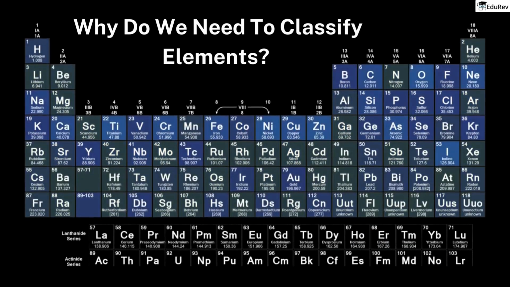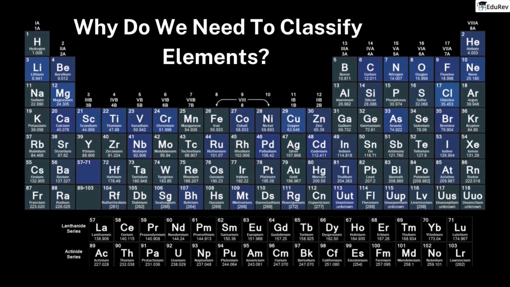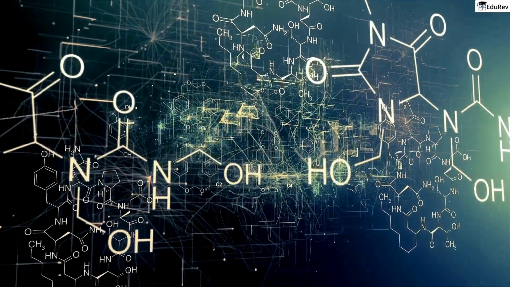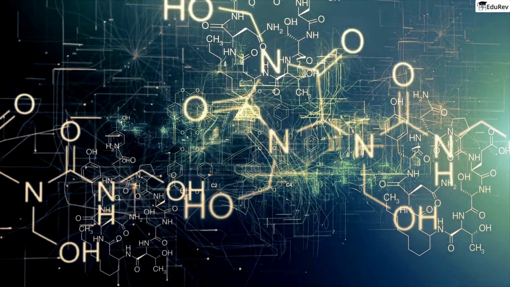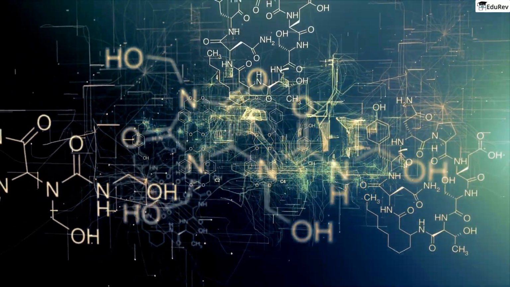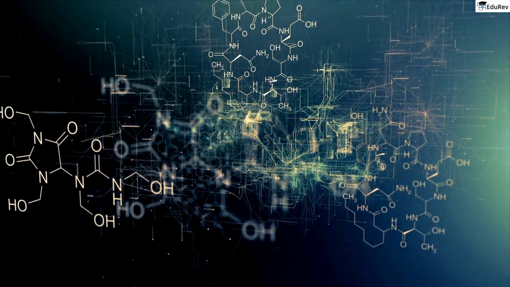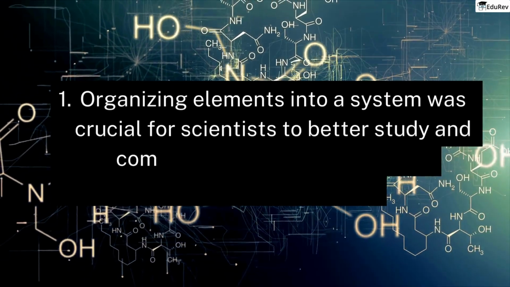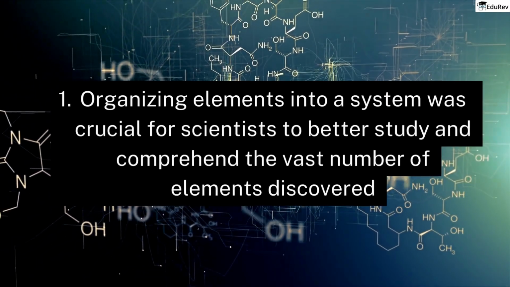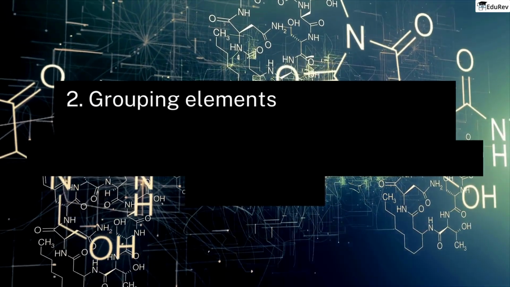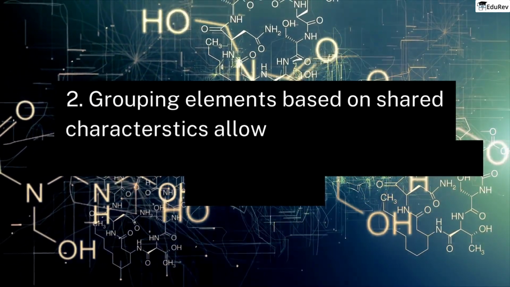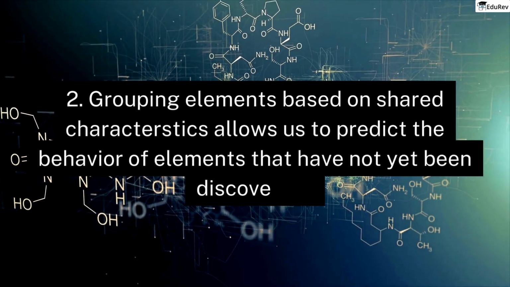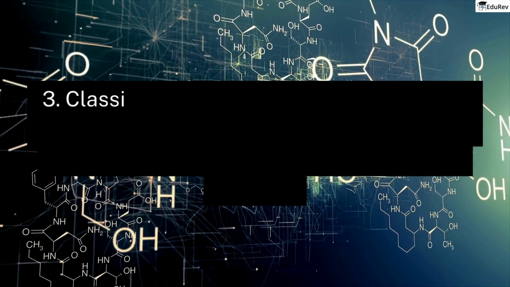You may be wondering, why was there a need to classify elements in the first place? The need to classify elements arose from the overwhelming number of elements that had been discovered by the early 19th century. Scientists realized that there was a need to organize these elements into some sort of system to make it easier to study and understand them. By grouping elements based on shared characteristics such as atomic structure, electron configuration, and chemical reactivity, we could make predictions about their behavior and properties.